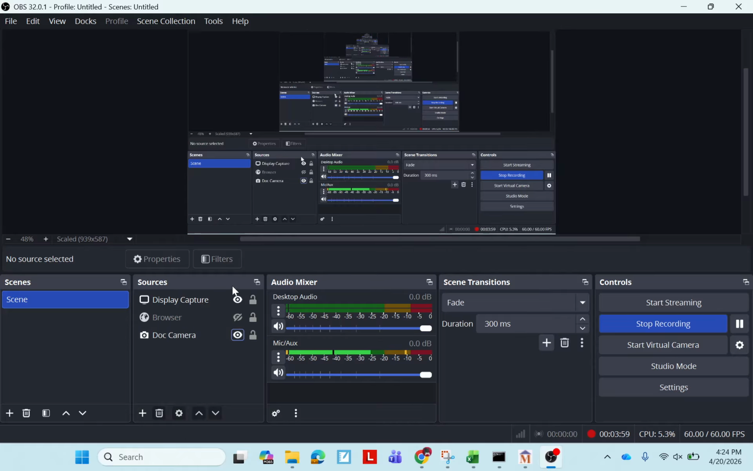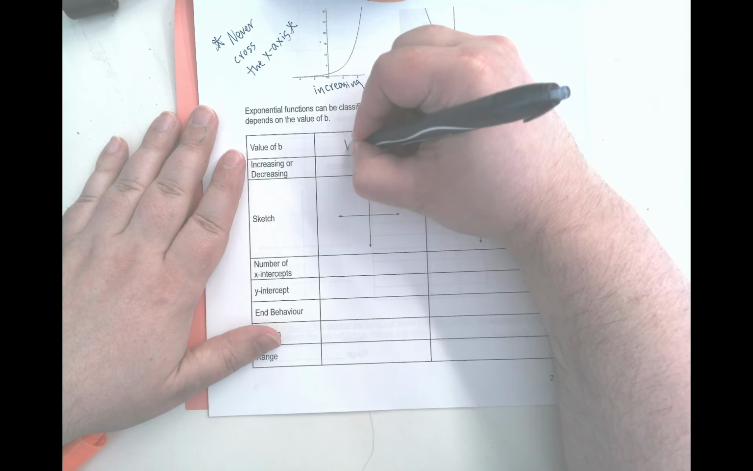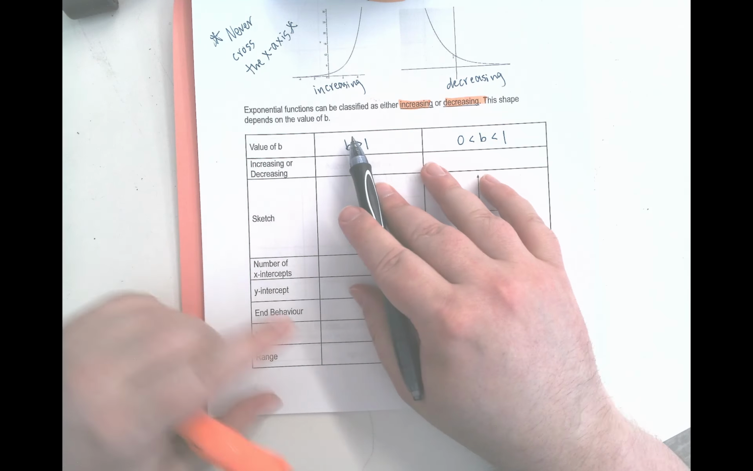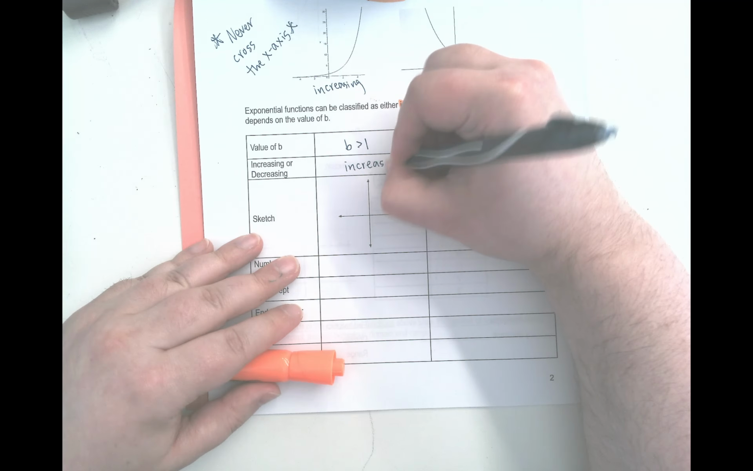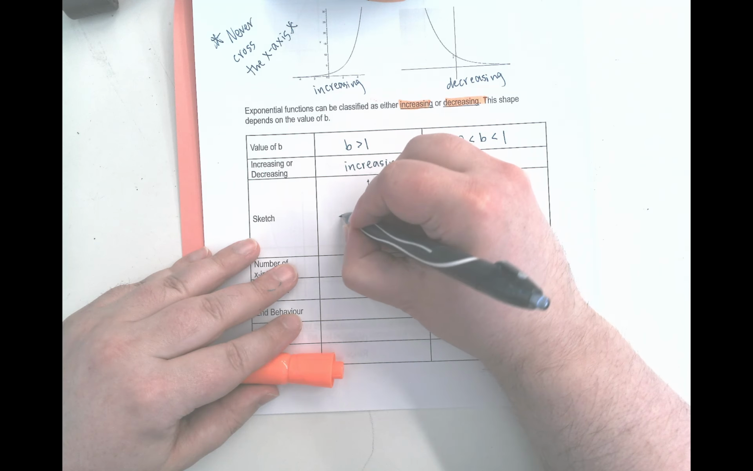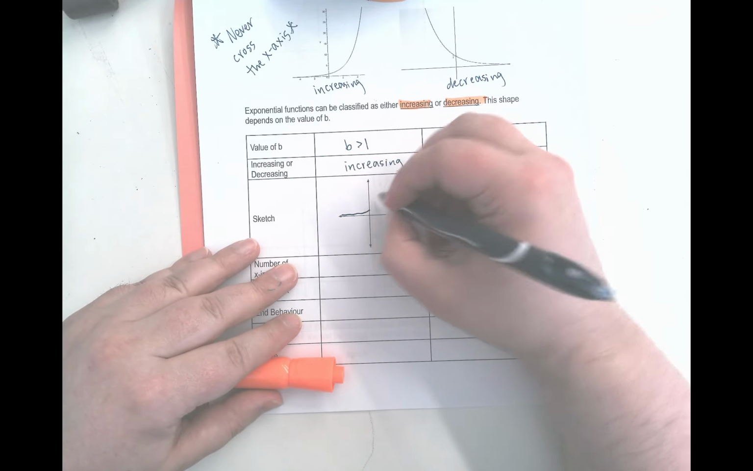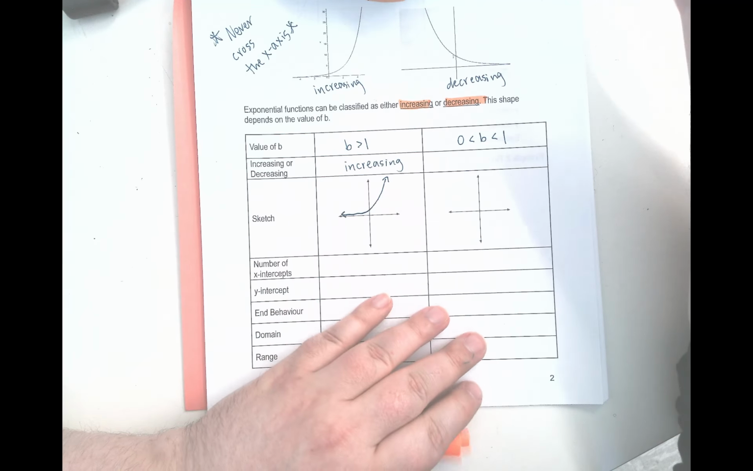Okay, so we're going to go ahead and fill in this table. We have two different b values to consider. It's either going to be greater than 1, or it's going to be a number that is less than 1, but still positive. When my b value is greater than 1, we have an increasing graph, and that looks something like this. Again, we get really close to 0, as close as we can. As soon as we hit the y-axis, that's when we start taking off. And because we are drawing graphs, we're going to put arrows at the end of our graphs.